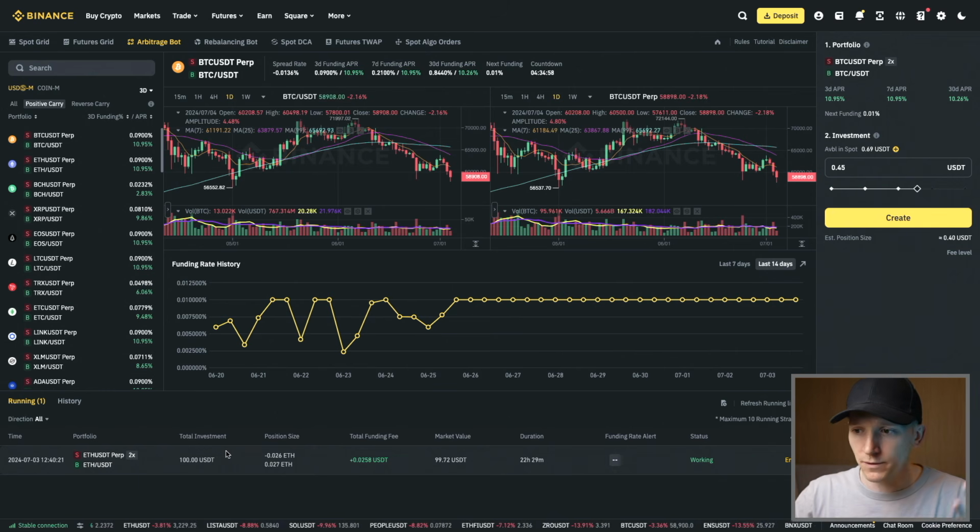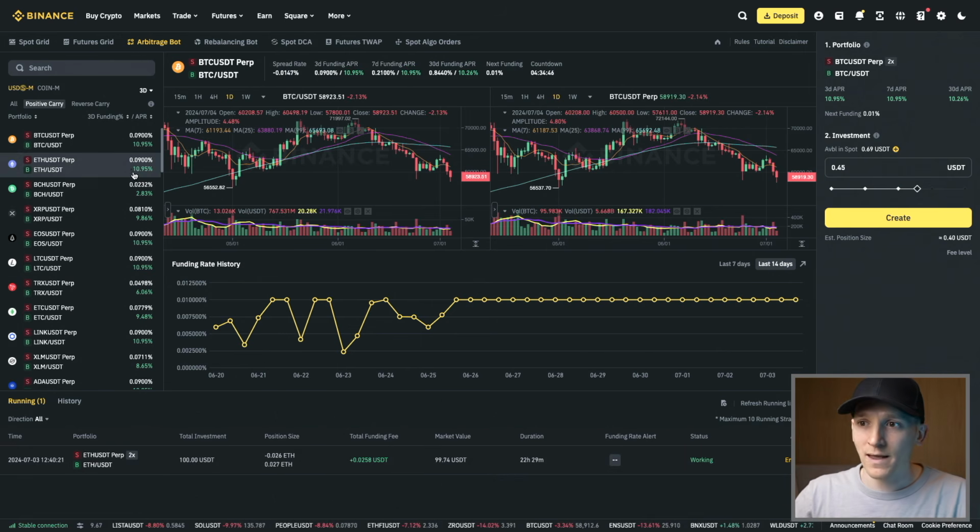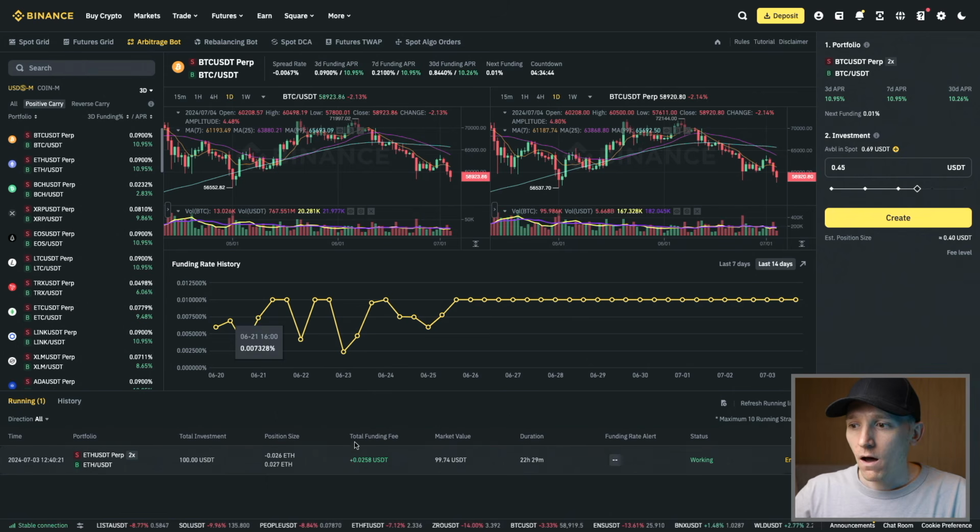Put $100 in here, which is obviously nothing, but total funding fee you can see. So I've actually earned this much over the day. So you can work this out as a percentage. I just did $100 here, so you can work it out as percentages on whatever you would want to invest in. But a 10% annualized rate, I'm getting those funding fees, and so I've earned the funding fee right here. You see the market value and the duration. This is working. I can end it right here.